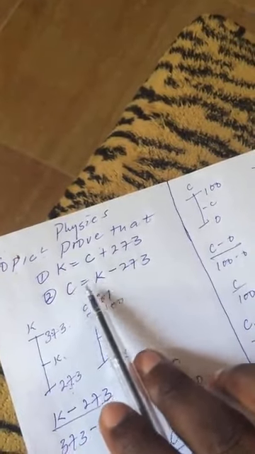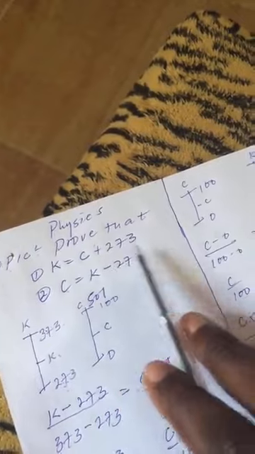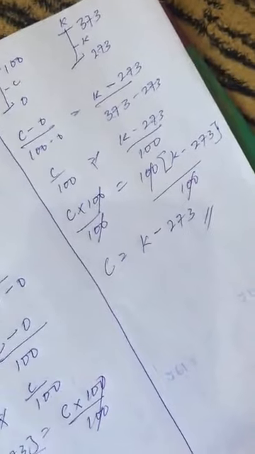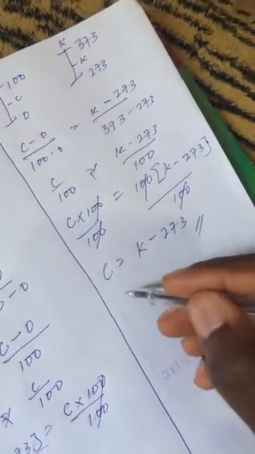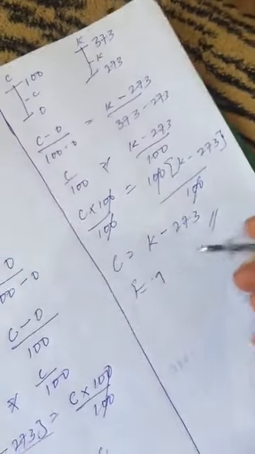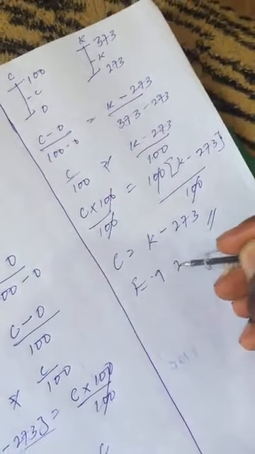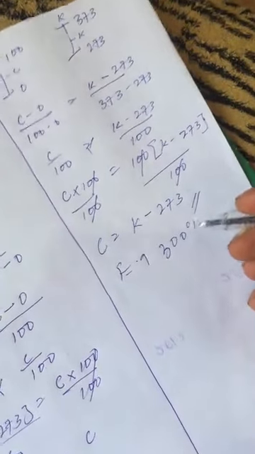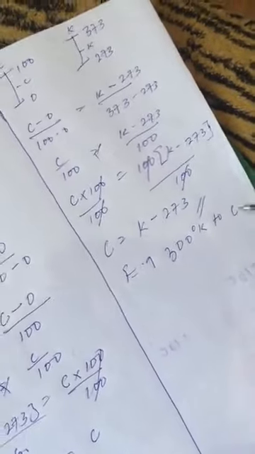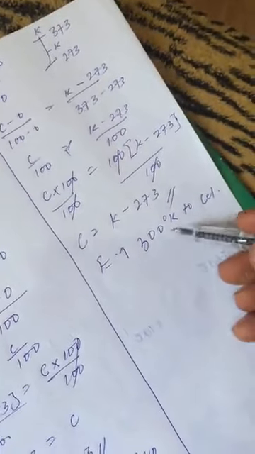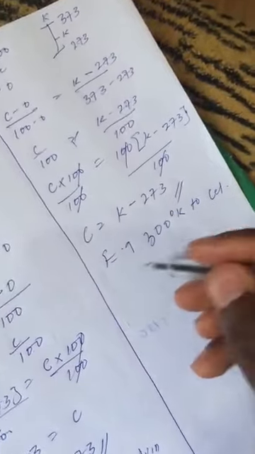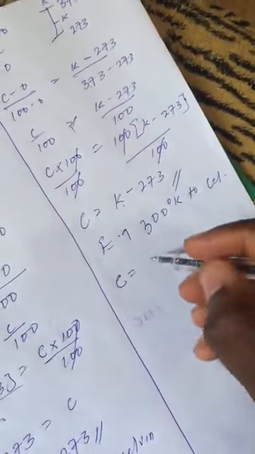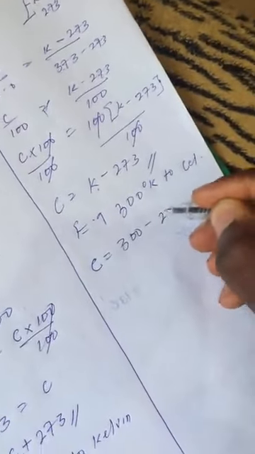So we have been able to prove that C is equal to k minus 273. We are able to prove it and derive it, and we have this. So if you are given a question, let's take for example, we are asked to find 300 degrees Kelvin in Celsius. You are asked to convert it to Celsius. So all you need to do is put the 300 here, and that will become C is equal to, where we have the k, we put the degrees Kelvin there, which is 300 minus 273.